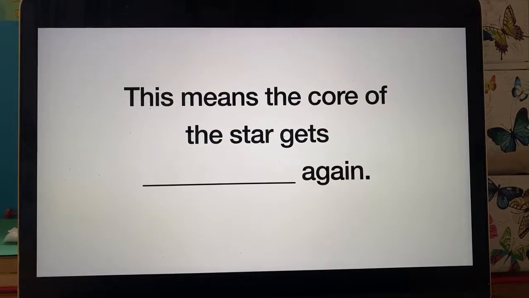This means the core of the star gets something again. Come on. Ofsted would hate this. There's no teacher points for this kind of questioning. Just guess what's in my head. But come on, I gave you a massive clue earlier. What happens when the core of the star contracts? The core of the star gets something again.